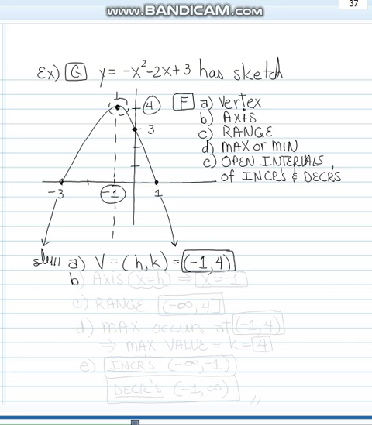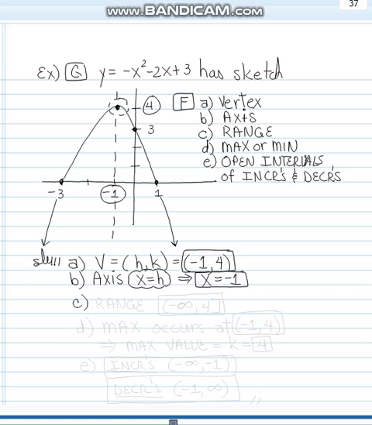Let's go to part B. Part B says find the axis. The axis has the equation x equals h. That's an equation you want to remember for the axis of symmetry. So that implies that for this particular problem, x equals -1 because the h coordinate is -1.